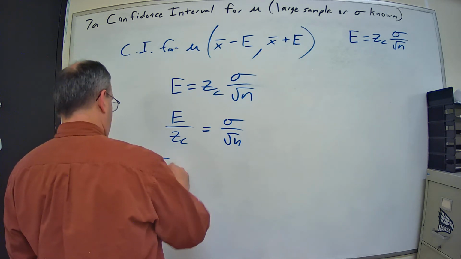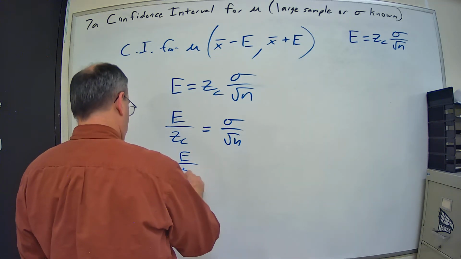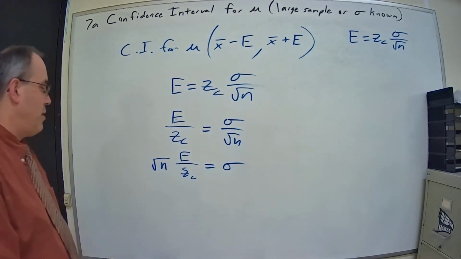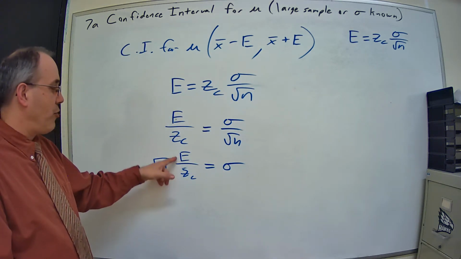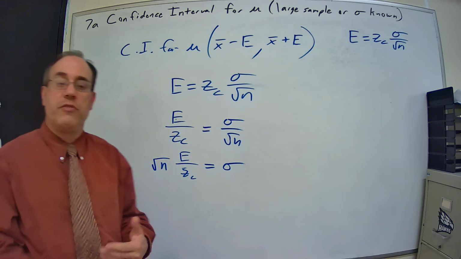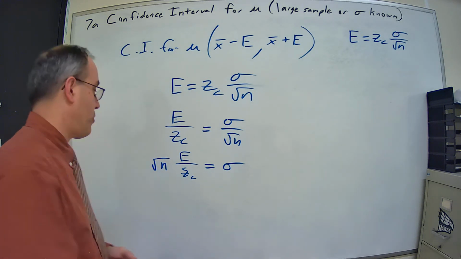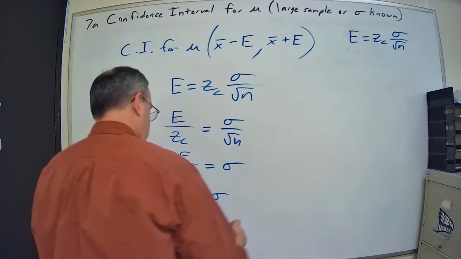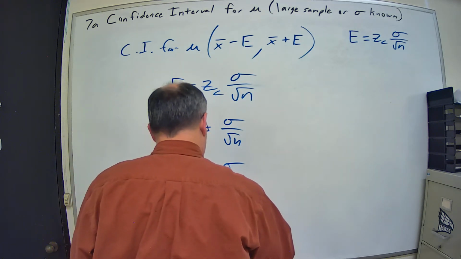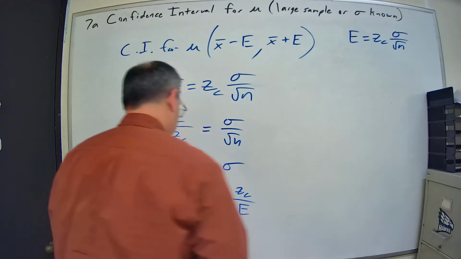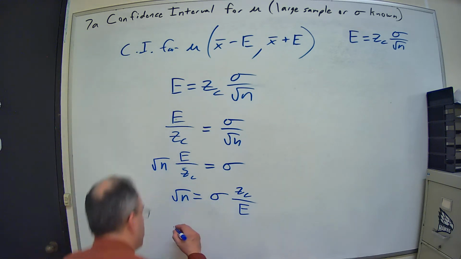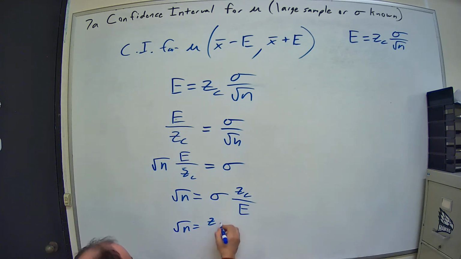So I have the square root of n times E over Z sub C is equal to sigma. I'm trying to get n by itself, so I'm going to divide both sides by E over Z sub C. When you divide by a fraction, you multiply by its reciprocal. So the square root of n is equal to sigma times Z sub C over E. Now I'm going to rewrite this just a little bit and say the square root of n is equal to Z sub C sigma over E.